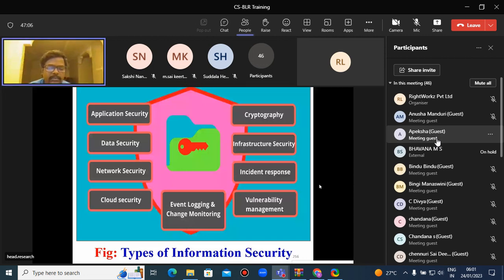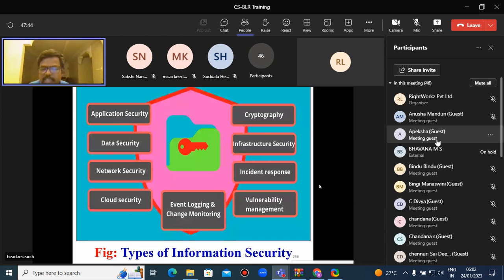And virtualization is a technique or technology. Virtualization is the ability to perform multiple tasks in a single system. The popular virtualization technologies are VMware, hypervisors, and Xen virtualizer. Then cryptography. Cryptography is a mathematical mechanism to convert one form to another form with the help of encryption and decryption keys.